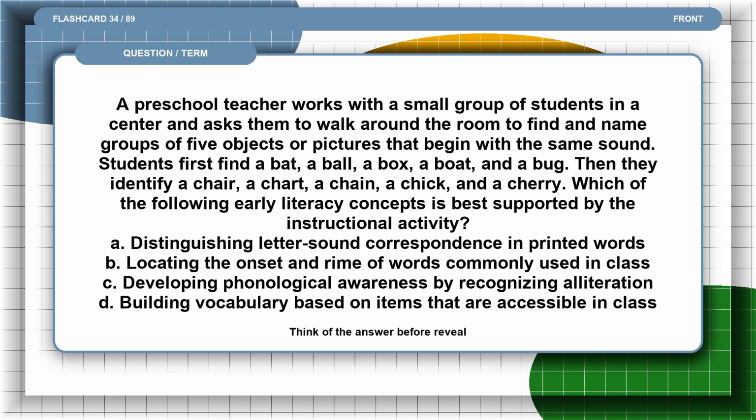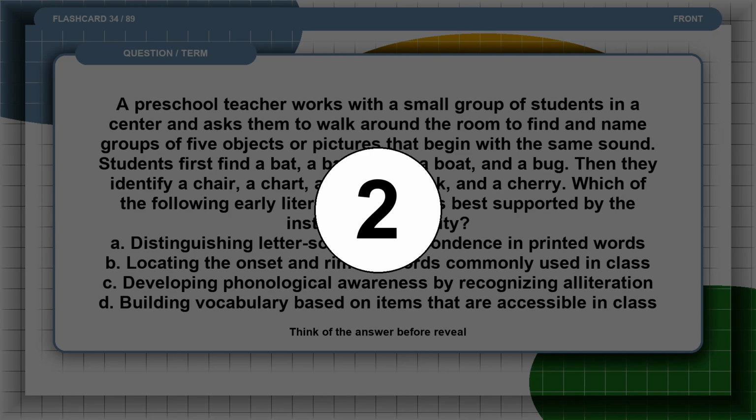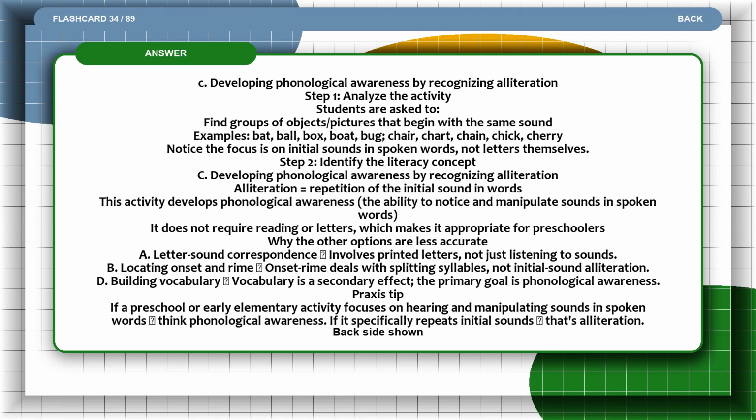A. Distinguishing letter-sound correspondence in printed words. B. Locating the onset and rhyme of words commonly used in class. C. Developing phonological awareness by recognizing alliteration. D. Building vocabulary based on items that are accessible in class. Pause and think of the answer before the reveal. The answer is C. Developing phonological awareness by recognizing alliteration.